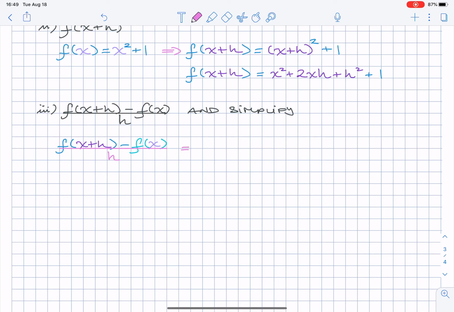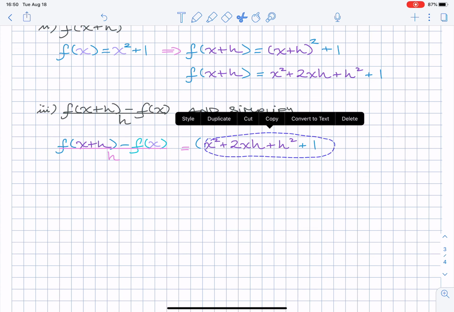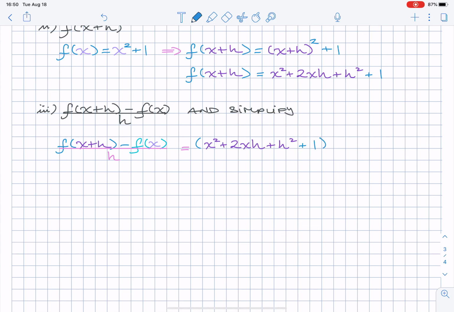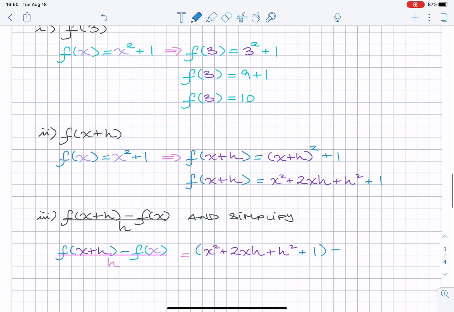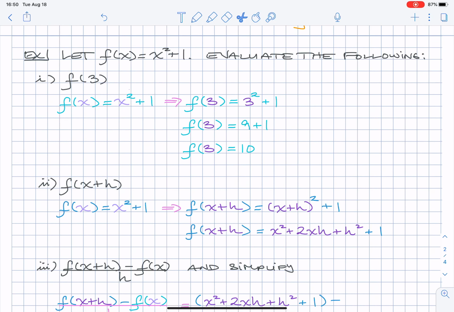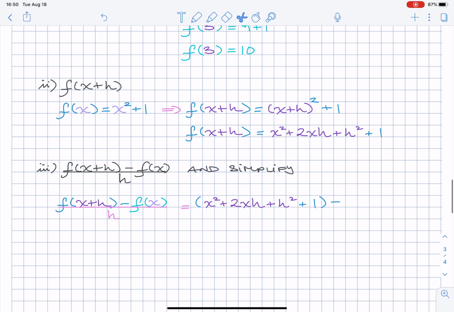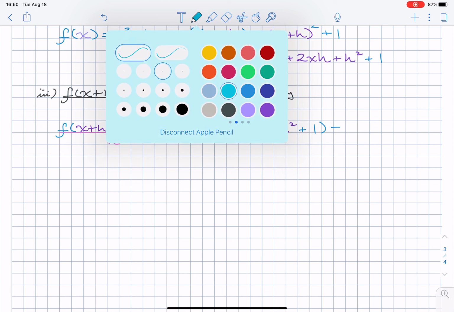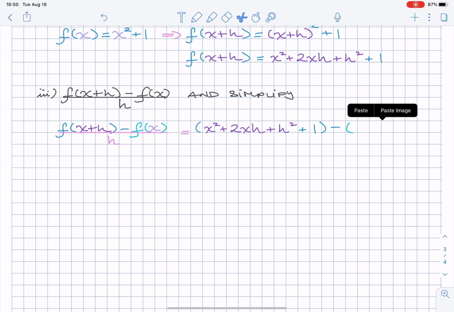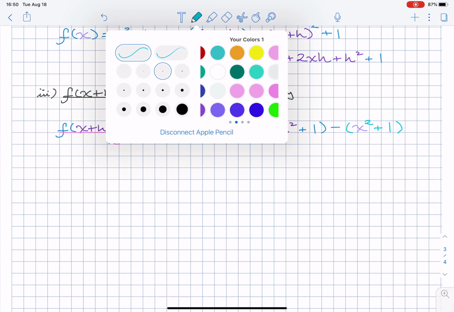So what does that give us? So we have that f of x plus h was x squared plus 2xh plus h squared plus 1. So that's my first guy. That's my f of x plus h. And I'm going to subtract from that f of x. So what was f of x? It was x squared plus 1, right? So I'm going to subtract from that x squared plus 1, the original function, f of x. And then I'm going to divide all of this by h.